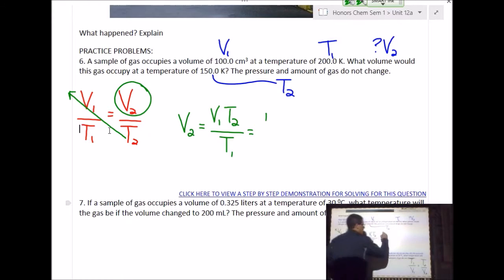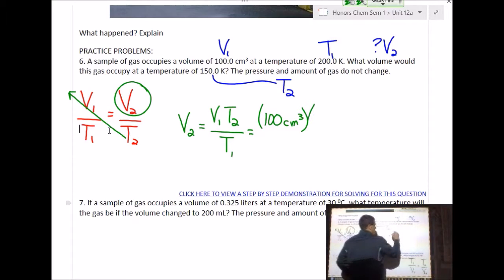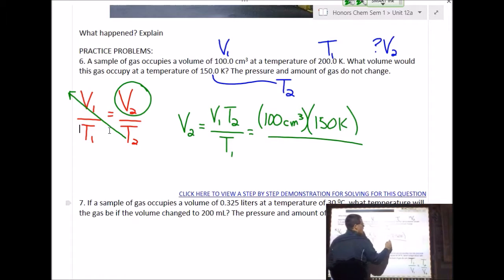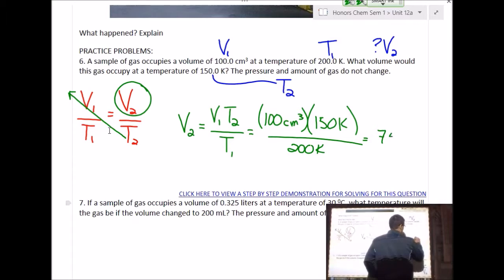And then from here, we have 100 centimeters cubed, times T2. And this is one reason why I like writing T1 and T2, so I don't accidentally write the T1 in the wrong spot. If you don't do that, that's your gamble. And then divided by 200. And then you should get a value of around 75.